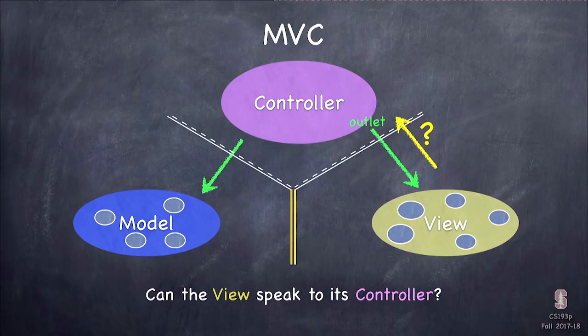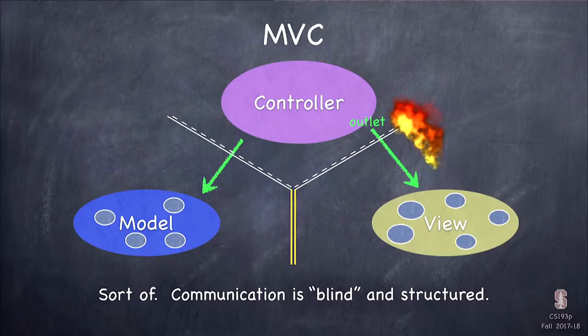The view can speak to its controller. Of course, it kind of has to, like when a button is clicked or whatever. But when it communicates, this communication has to be blind and structured. It has to be blind because these are generic view objects. The UI button doesn't know anything about a concentration game controller, so when it's talking to the controller, it doesn't really know that it's a concentration game controller.